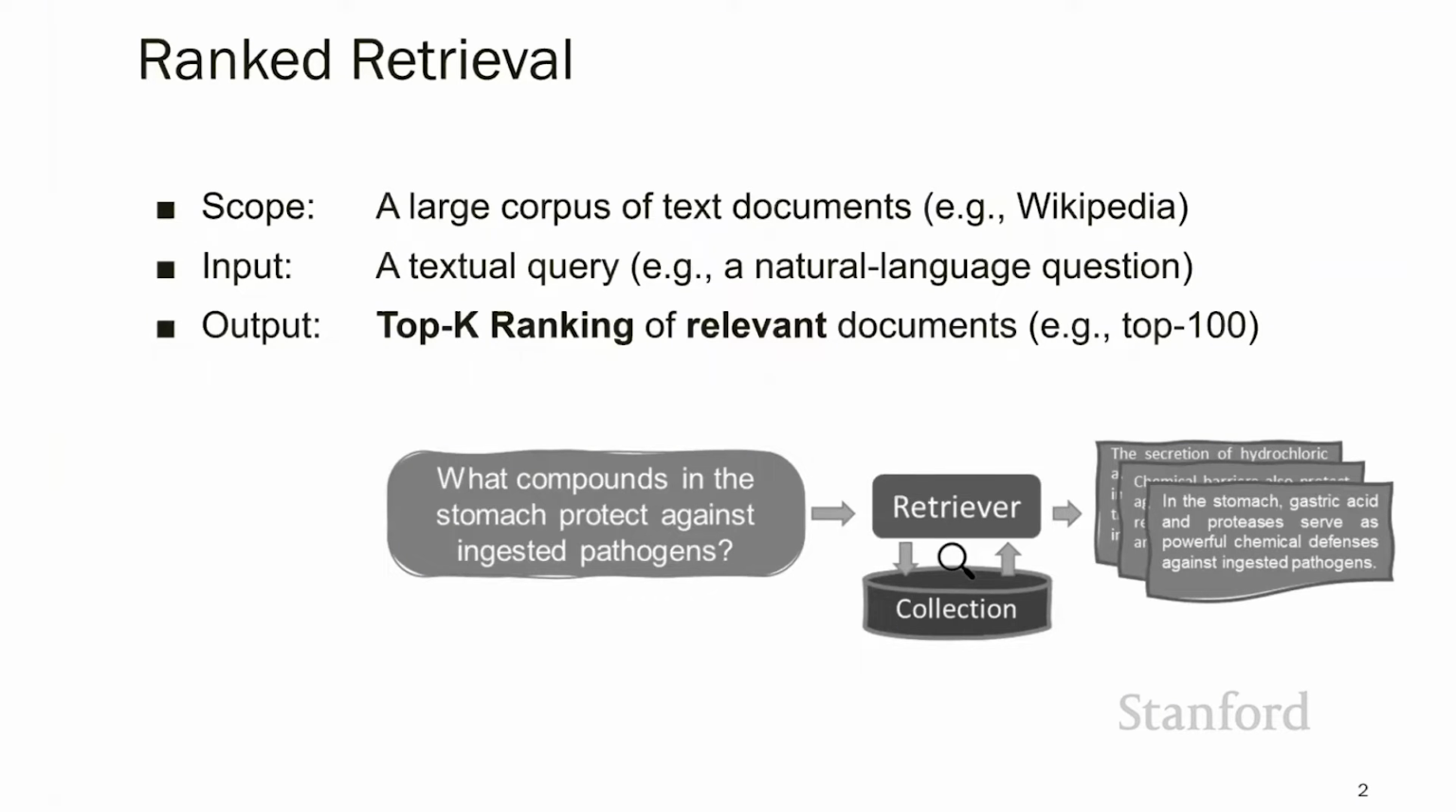Let's quickly start with a reminder of our setup from the previous screencast. Offline, we're given a large corpus of text documents. We will pre-process and index this corpus for fast retrieval. Online, we're given a query that we want to answer. Our output will be a list of the top K most relevant documents for this query.